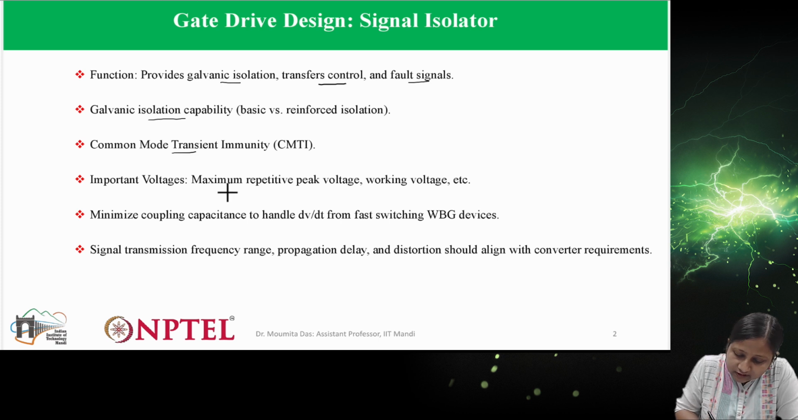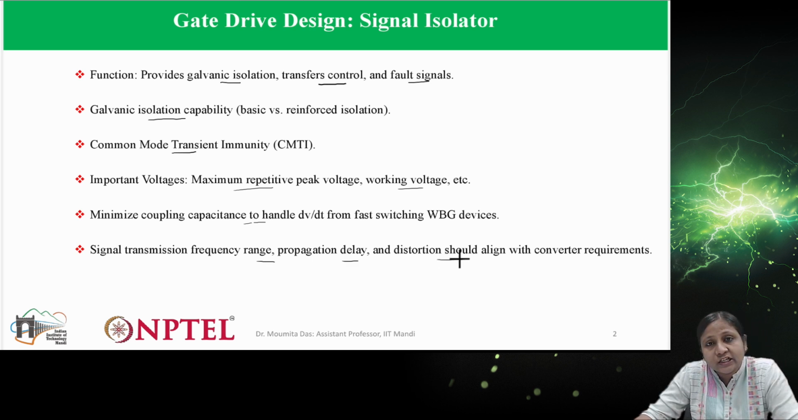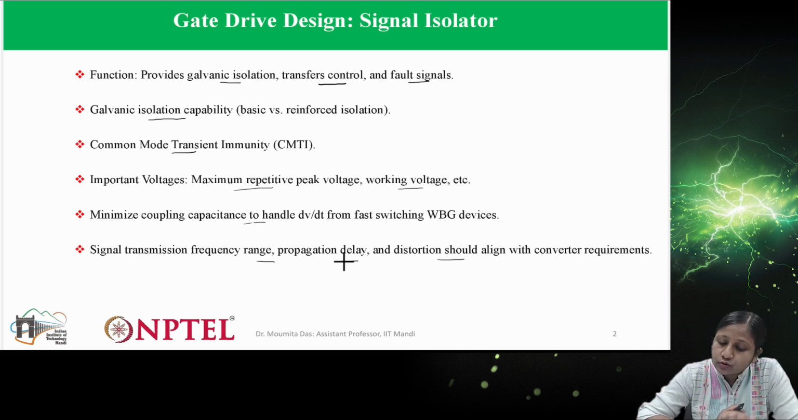The important voltages are the maximum peak repetitive voltage, working voltage, etc. The coupling capacitance should be minimized to handle the dv/dt from fast switching wide bandgap devices, so this property should be included in the signal isolator. Signal transmission frequency range, propagation delay, and distortion should align with the converter requirements. These are the parameters of a signal isolator. When we consider it for wide bandgap devices, all these parameters should be taken care of, or it should be stated in the datasheet of the signal isolator that it has sufficient values of these parameters so that we can use it for wide bandgap devices.